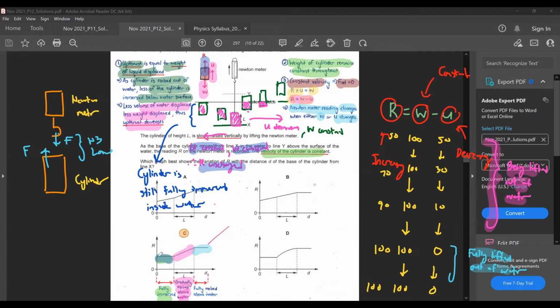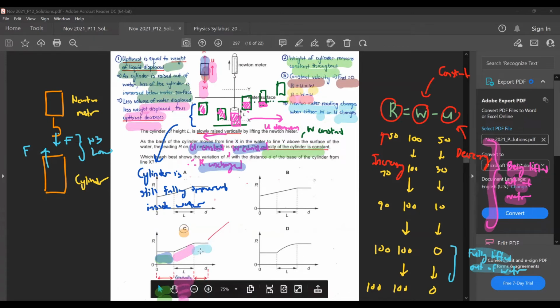That's why you get this line here. You're still fully immersed inside the water. It's only after the cylinder emerges from the water that your reading starts to change, because your upthrust starts to change here. So that answer is C.